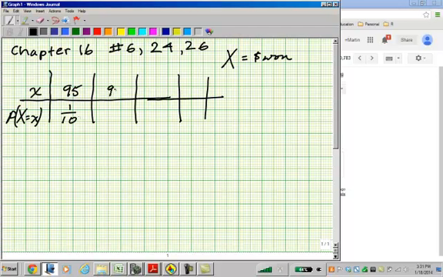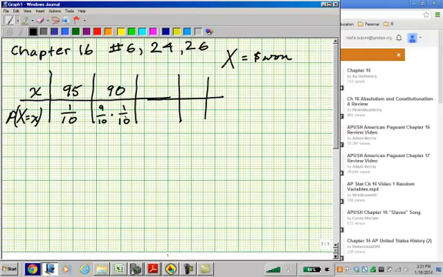Now, the next probability is you win $90, which means you missed on the first throw and made it on the second. Now you can just multiply these two probabilities because each time you throw the dart, it's independent of the previous throw. So the probability that you miss is 9 out of 10, and the probability that you hit is 1 out of 10, every time you throw the dart.